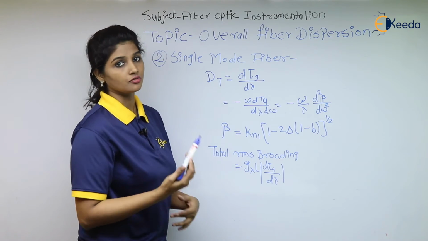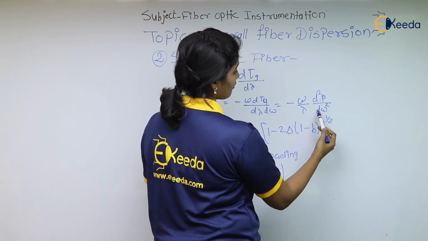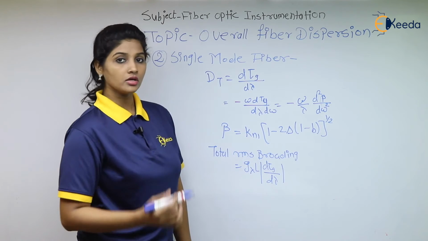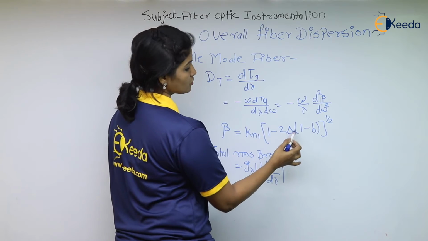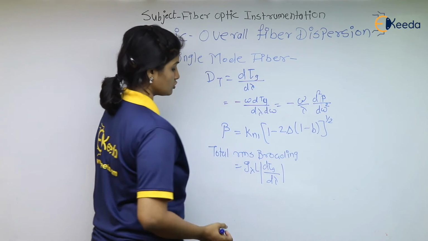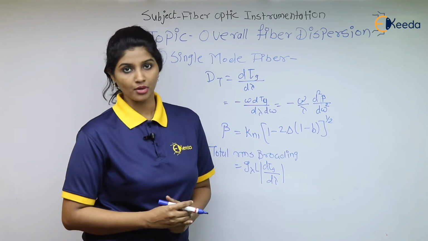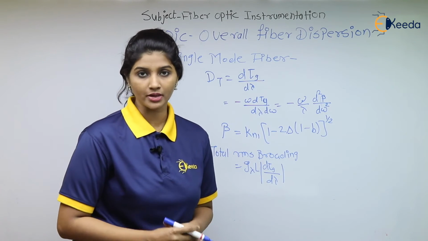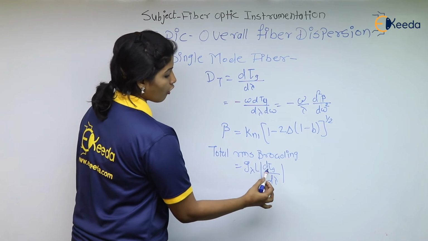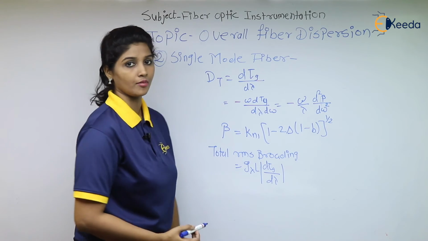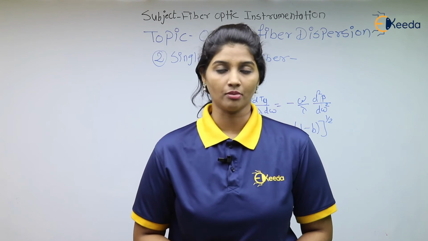When we solve it further, we get the equation as minus omega upon lambda d square beta upon d omega square. Here the value of beta can be taken as kn1 into 1 minus 2 delta into 1 minus b raised to 1 by 2. From this we can calculate the total RMS broadening of pulse. The total RMS broadening of pulse can be obtained as sigma lambda L mod of d Tg upon d lambda. So this is all about the overall fiber dispersion in case of single mode fiber.